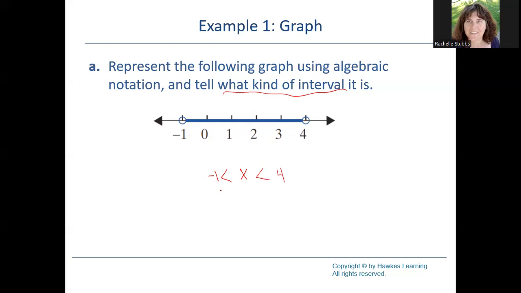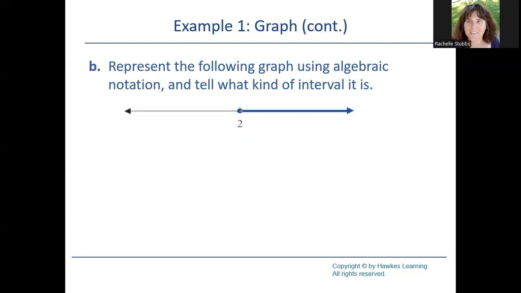The other thing that you can do is you know your endpoints, -1 and 4. You can put x in the middle, and notice x is greater than -1 but less than 4, and there's no equal to with it. Another way you can help yourself is by looking at a graph. And it's an open interval. Here, I do have a closed part, but then that arrow tells me it goes to infinity. So that tells me that it's a half open interval. And so x, in this case, is greater than or equal to 2.